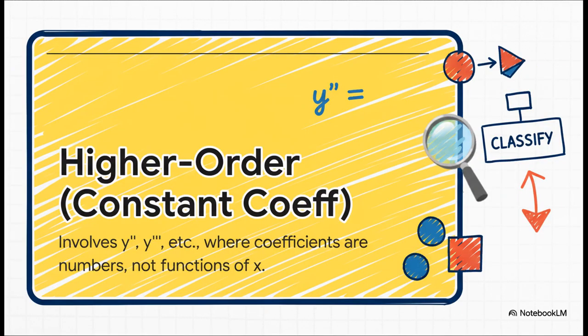And finally, we have higher-order equations with constant coefficients. You're looking for two things here. First, are there second derivatives, third derivatives, y double prime or higher? And second, this is just as important, are the coefficients in front of the y terms just plain old numbers, not functions of x? A perfect example is y double prime plus 5y prime plus 6y equals 0.